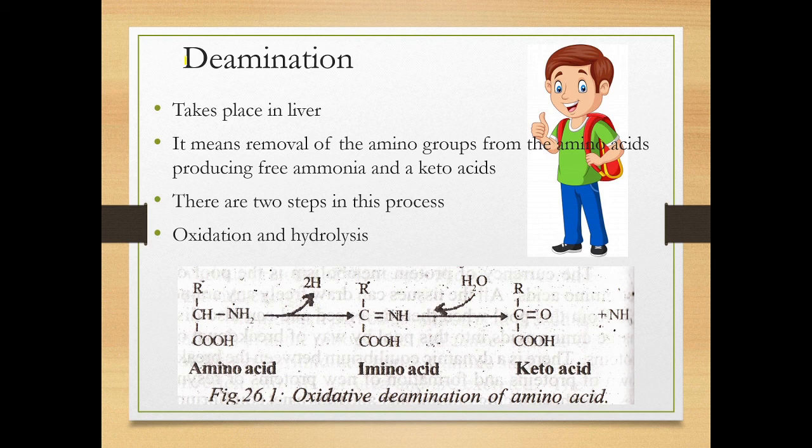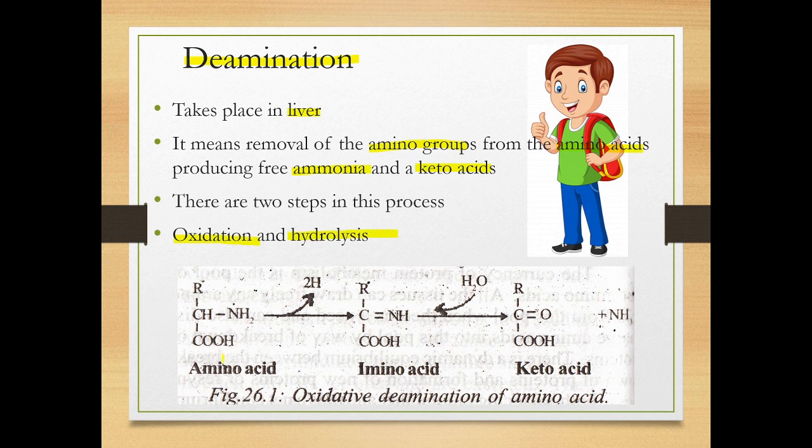So the first one is deamination. It takes place in the liver. It means the removal of amino groups from an amino acid, and what happens? It produces ammonia and a keto acid. There are two steps in this process: oxidation, or removal of hydrogen, and hydrolysis, adding water. Let's look at the first step.